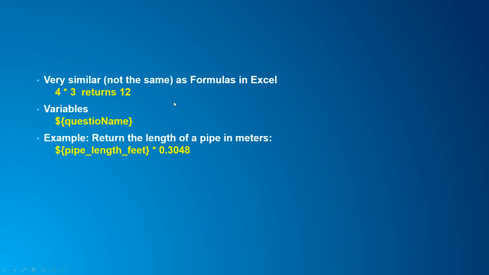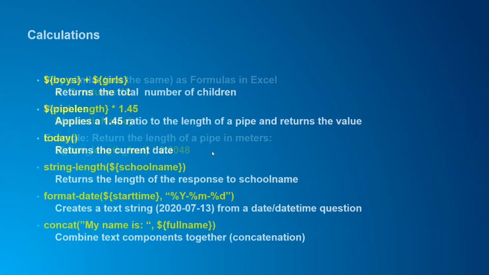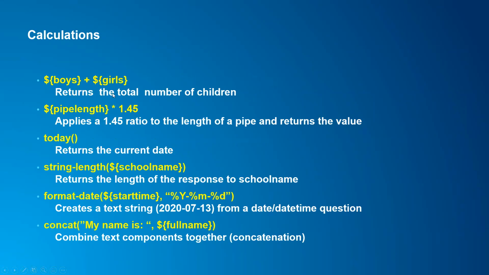There's a lot more to it, but you can see that it's not quite the same as Excel, but it's very similar to Excel. And this is how we reference other questions. Like I could take the value you put in for pipe length feet by using this dollar curly bracket thing and multiply it to get into meters. More examples of calculations: adding 2 fields together, multiplying, getting today's date. Sort of like a bunch of functions that are in Excel, though slightly different. There's a good list in the help for those.